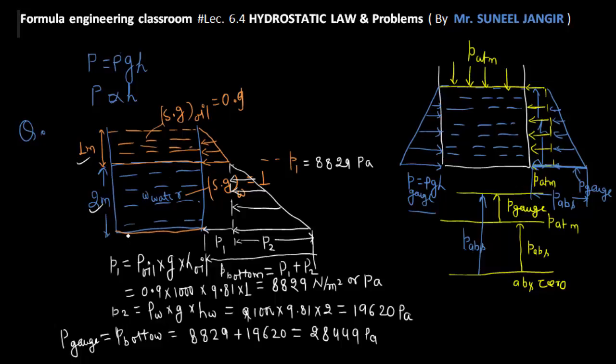If we want to calculate the absolute pressure exerted at the bottom of the container, then in that case we can also draw here. This pressure is atmospheric pressure, P atm, and by standard values we can take it as 101,325 Pascal. This is the standard value. As we draw this diagram, the atmospheric pressure remains the same throughout all the layers.